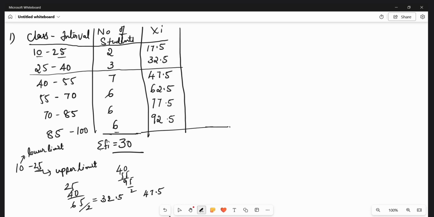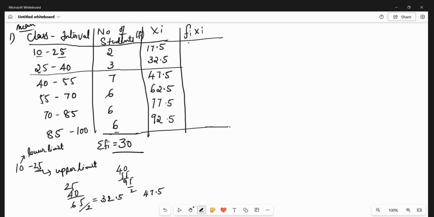And next we will calculate the fi into xi. Fi into xi means what? Always this number of students, that is the frequency, that is the fi. So fi into xi. So multiply these two. This is the fi column and this is the xi. So multiply fi into xi. So we are trying to calculate the mean here. Now multiply and tell me what will be the first one. Fi into xi, 2 into 17.5.